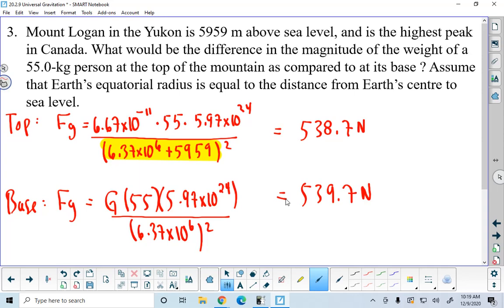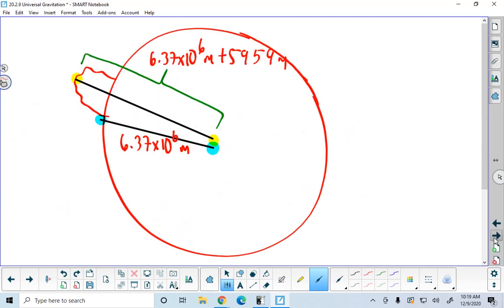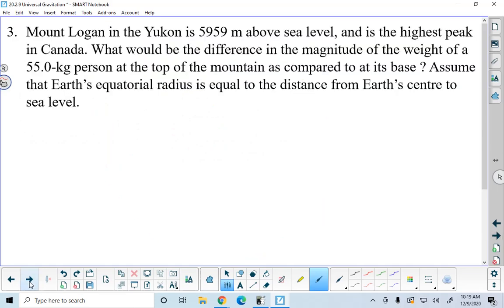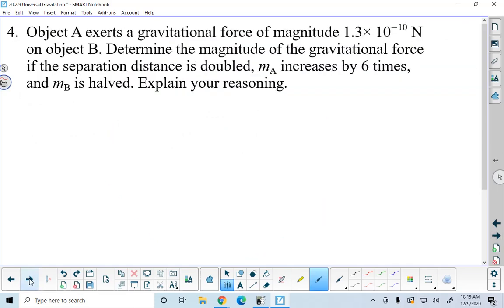All right, we have one more example to do. Object A exerts a gravitational force of 1.3 times 10 to the negative 10 newtons on object B. So you really don't need to know what I'm about to say to answer this question, but I want to make sure you understand it. You have two objects, A and B.